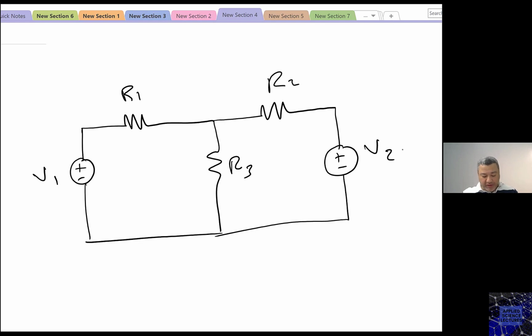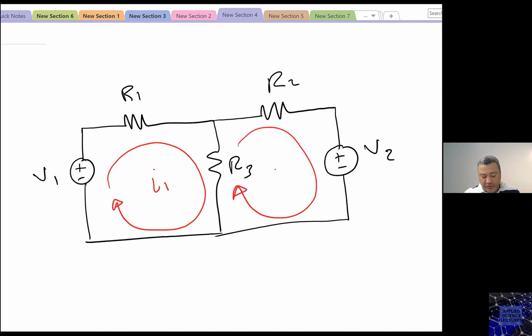Now, remember, what did we say about assigning the mesh currents? I came here and I said, well, I have two meshes here. I need to pick two. So I said, I will pick this one. I'll make it a bit bigger. I'm going to call this one I1, which means that the current going in this mesh is I1. And I will call this one I2. So those are my two variables, I1 and I2, right?